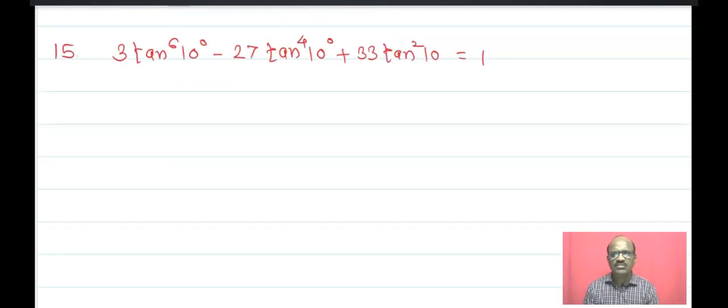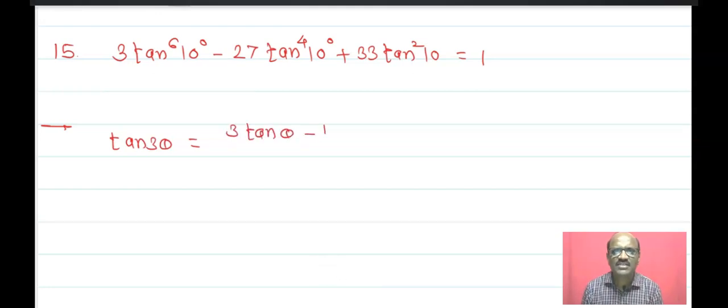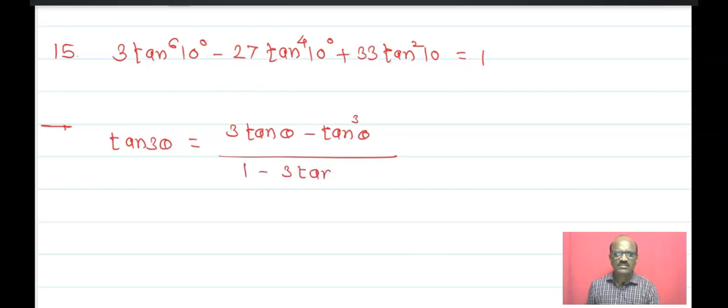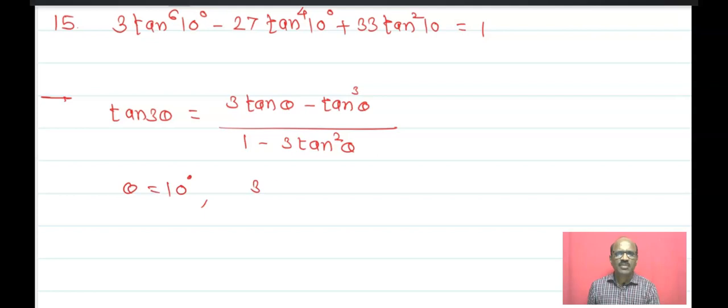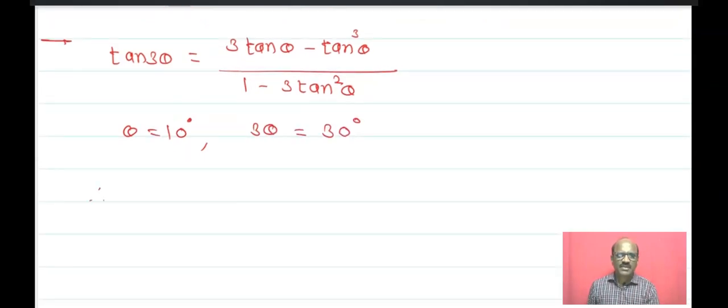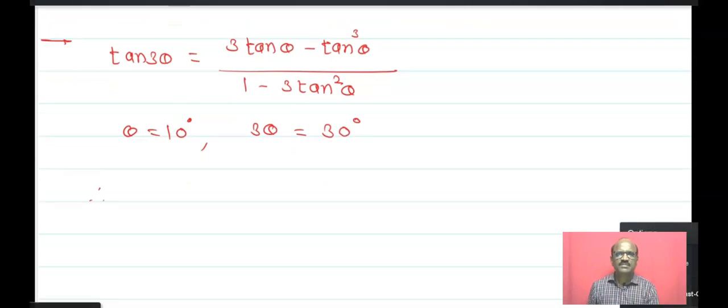Here's the result. Now the last question, that is the last question for this video. That is 3 tan 10 raised to 6 minus 27 tan 10 raised to 4 plus 33 tan 10 square is equals to 1. Here we will apply the formula for tan of 3 theta, that is equals to 3 tan theta minus tan cube theta upon 1 minus 3 tan square theta.